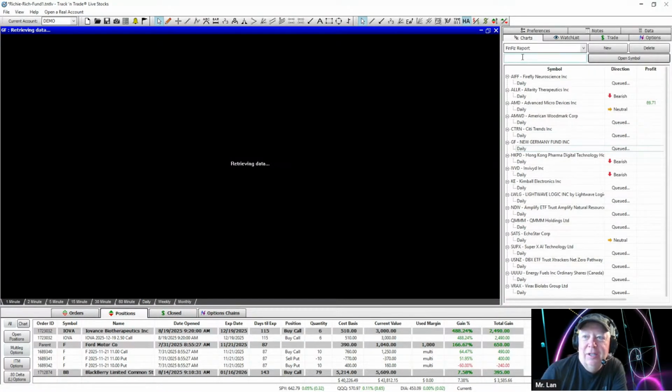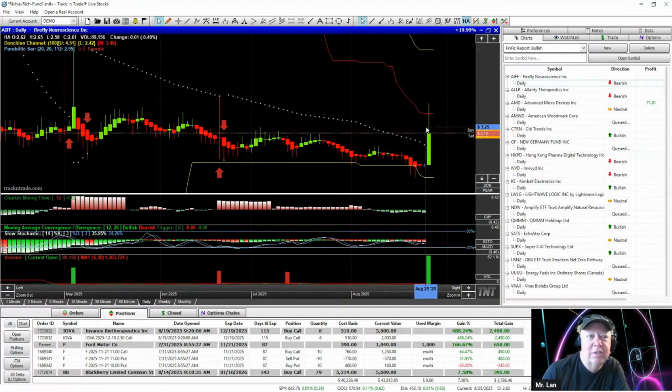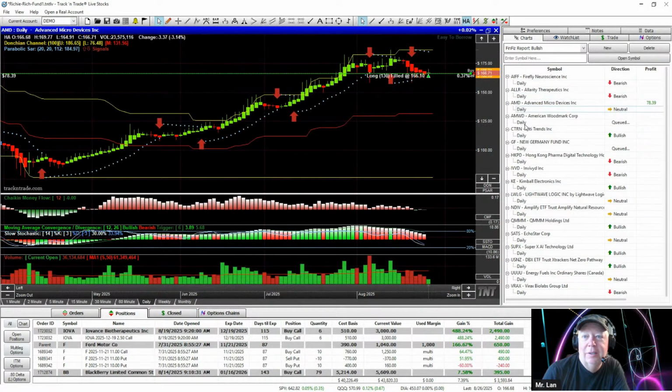All right, so these are all the bullish sides. So we can come in here and rename this. This is bullish today. And it's going to load all those. And we can come in and look. These are all the ones that you wanted to look at. See that? Oh, look at this. There's AMD. That's the one we're trading.